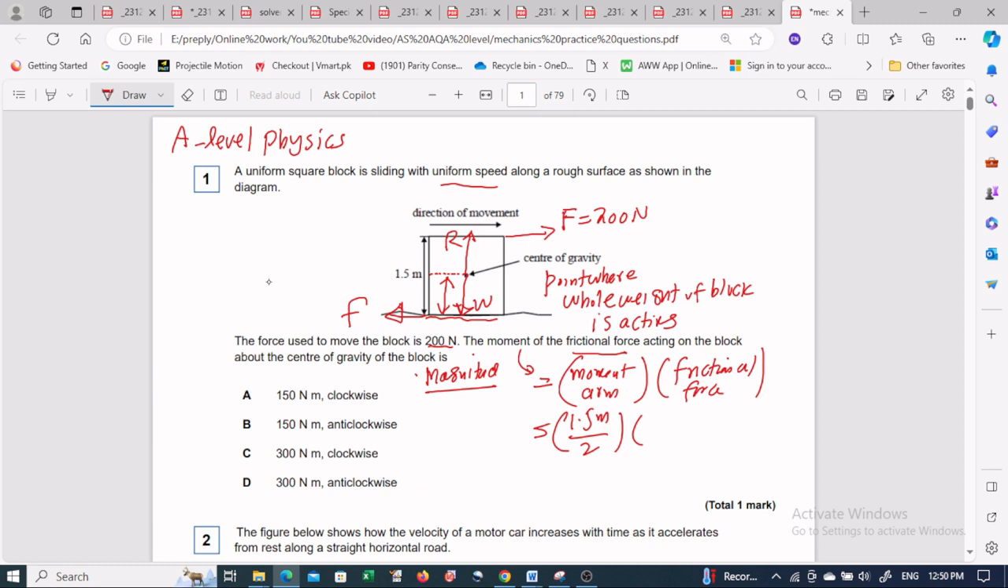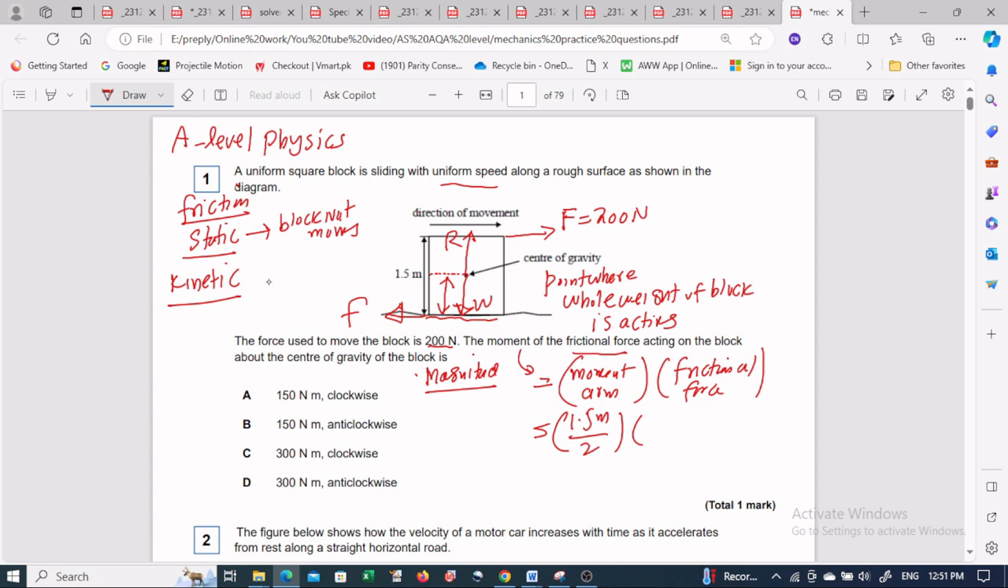Why is it 200 newton? Because we discussed first, friction is the opposition. There are two types of friction. One is the static friction and the other one is the kinetic friction. This is the case of kinetic friction. Static friction is when the block is not moving. Under the static condition, the opposite friction acts. So this is the static friction.